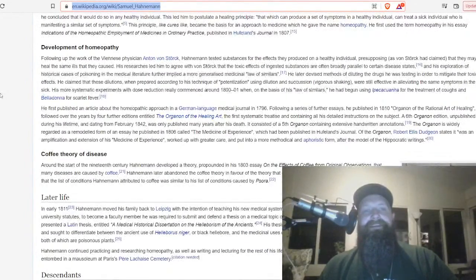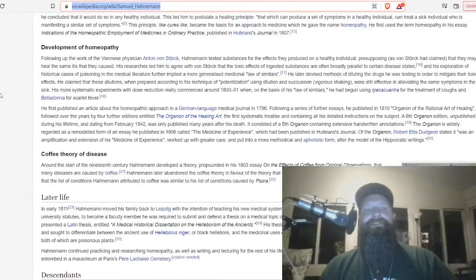Following up the work with Viennese physician Anton von Storck, Hahnemann tested substances for the effects they produce on a healthy individual, presupposing, as Storck had claimed, that they may heal the same ills that they caused. His researches led him to agree with von Storck that toxic effects of ingested substances are often broadly parallel to certain disease states, and his exploration of historical cases of poisoning in the medical literature further implied a more generalized medicinal law of similars. He later devised methods of diluting the drugs he was testing in order to mitigate their toxic effects. He claimed that these dilutions, when prepared according to his technique of potentiation, using dilution and succussion, vigorous shaking, were still effective in alleviating the same symptoms in the sick.